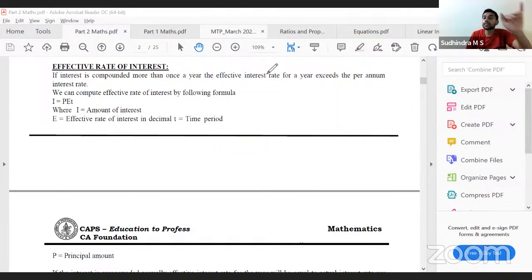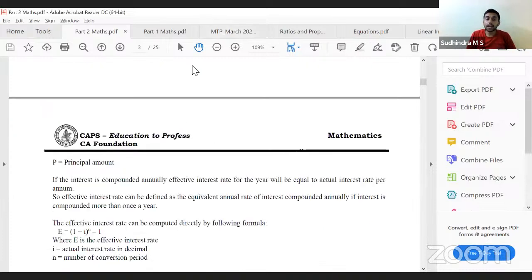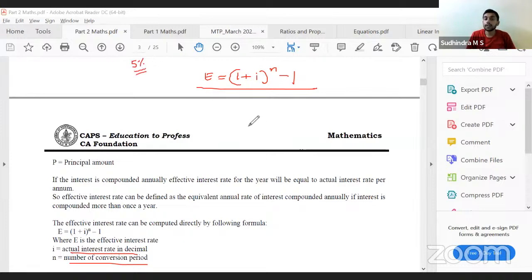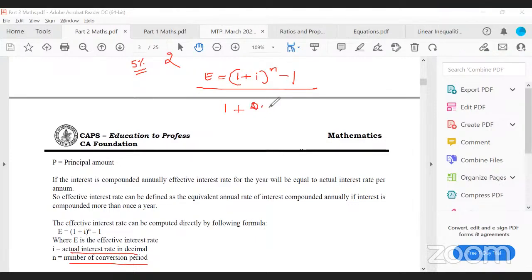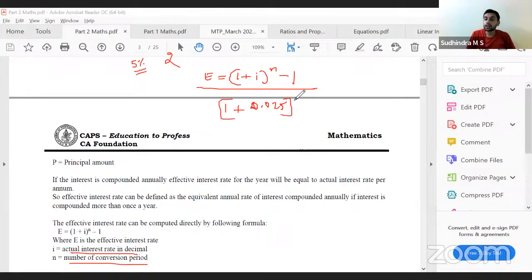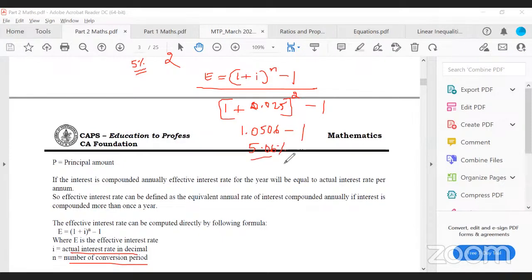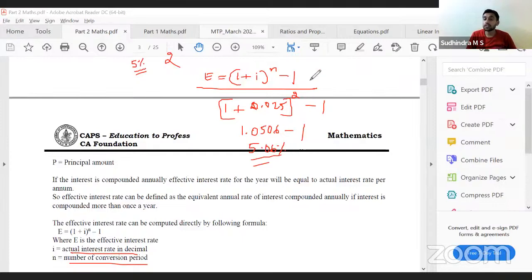Why? Because there are multiple conversions during the year and we are calculating interest at compounding rate. So how do we calculate this effective interest rate? Effective interest rate E is equal to 1 plus i to the power of n minus 1, where i is the actual interest rate per period and n the number of conversion periods. So if I have 5% as the interest with 2 conversions, 1 plus 5 by 2, that is 2.5, 0.025, to the power of 2 conversions during the year, minus 1. So 1.025 square is 1.0506, minus 1, which is 5.06%. That is what we had got with the previous example as well.